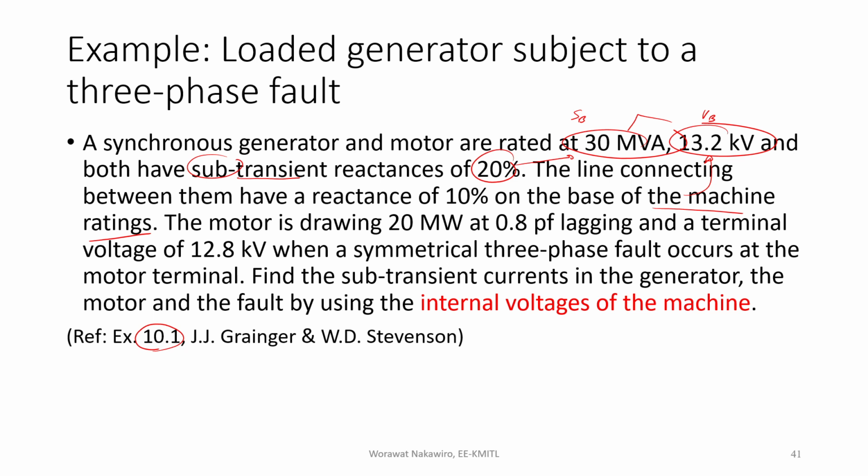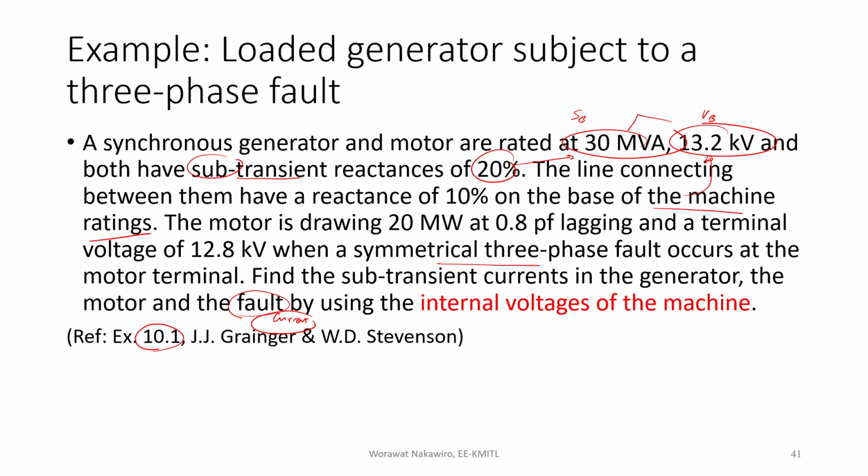The motor is drawing 20 megawatts at 0.8 power factor lagging at a terminal voltage of 12.8 kV. When the motor is loaded at this condition, a symmetrical three-phase fault occurs at the motor terminal. The problem asks you to determine the fault current, or short circuit current, of this symmetrical three-phase fault. How much is the current? The problem also asks for the subtransient current contribution from the generator and from the motor.